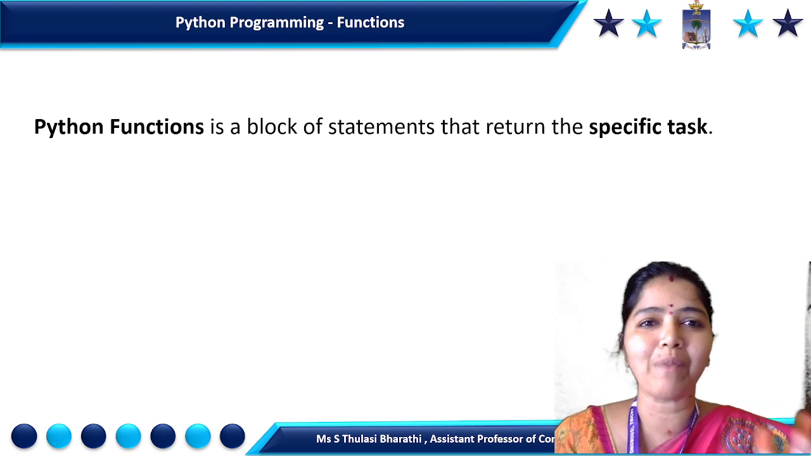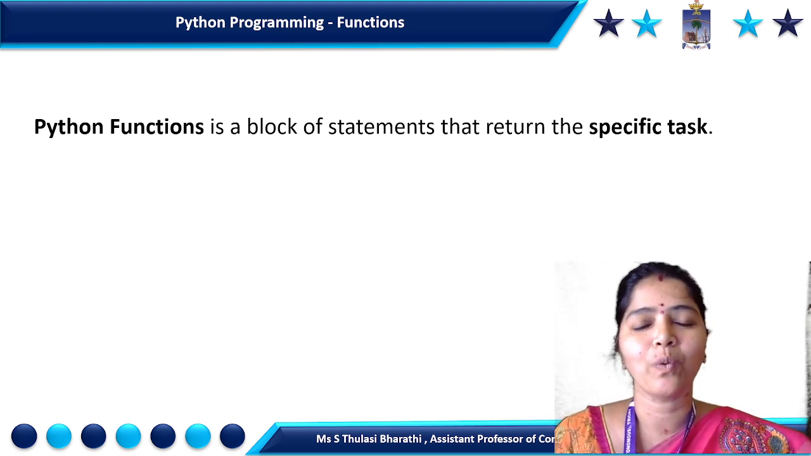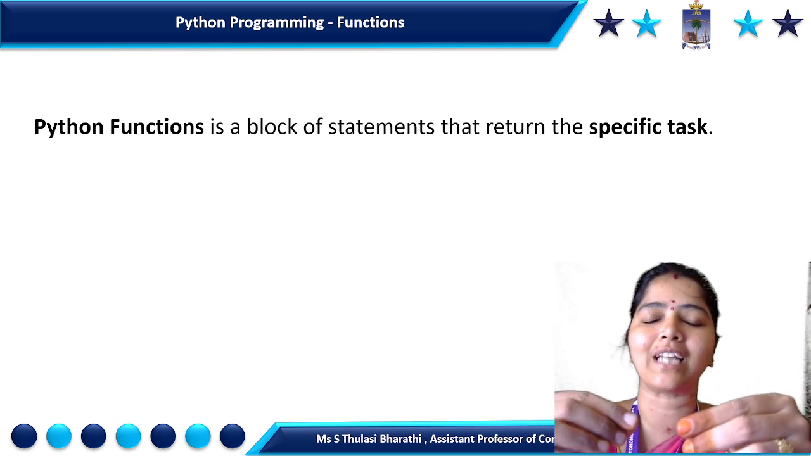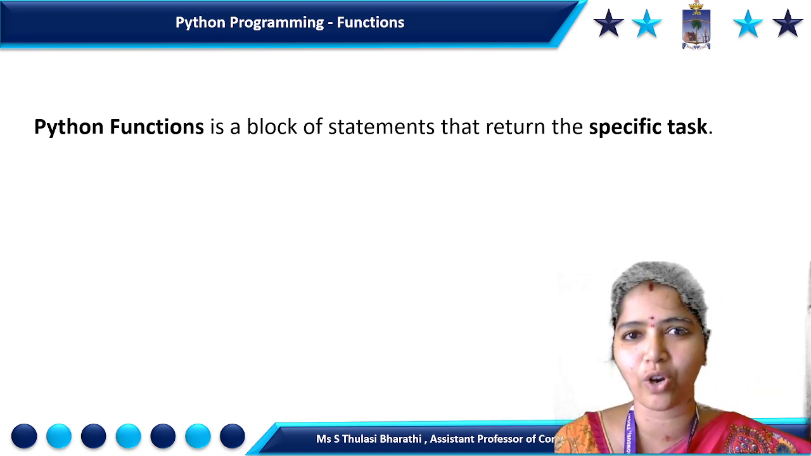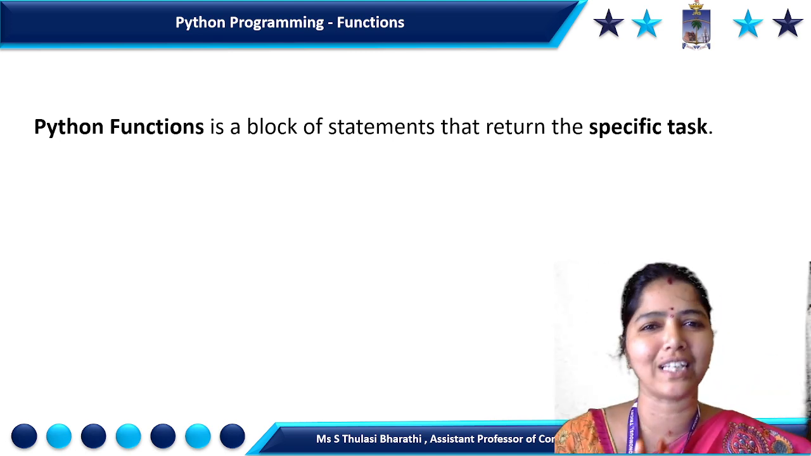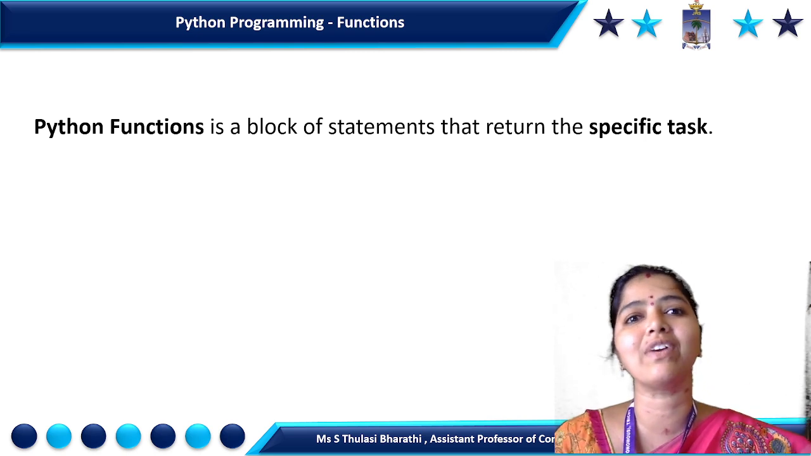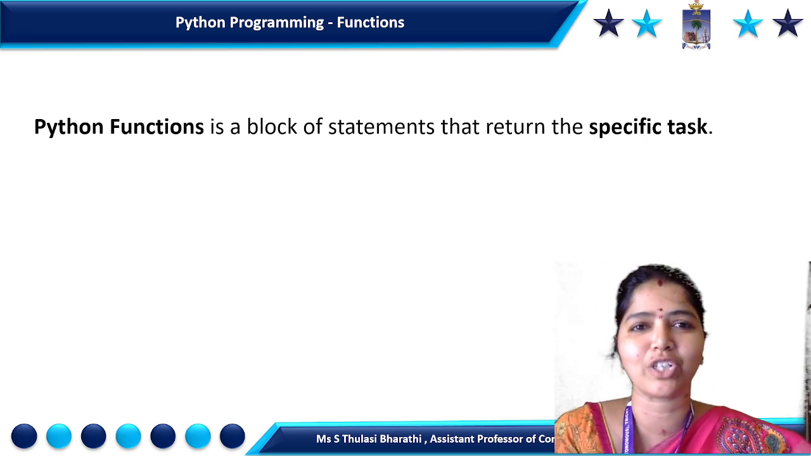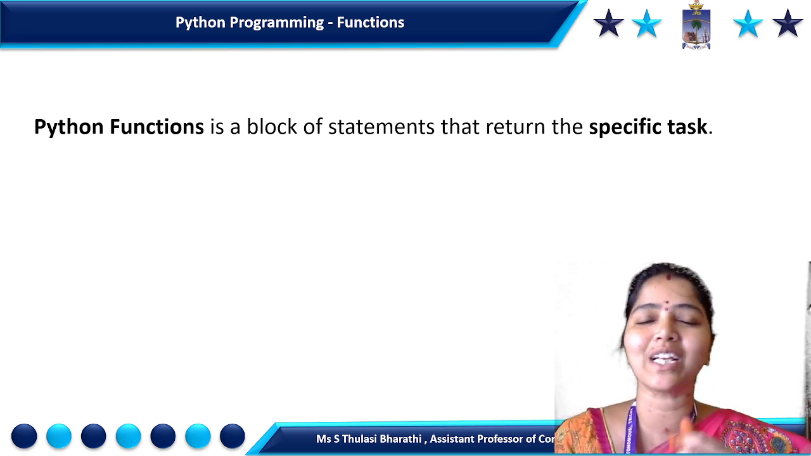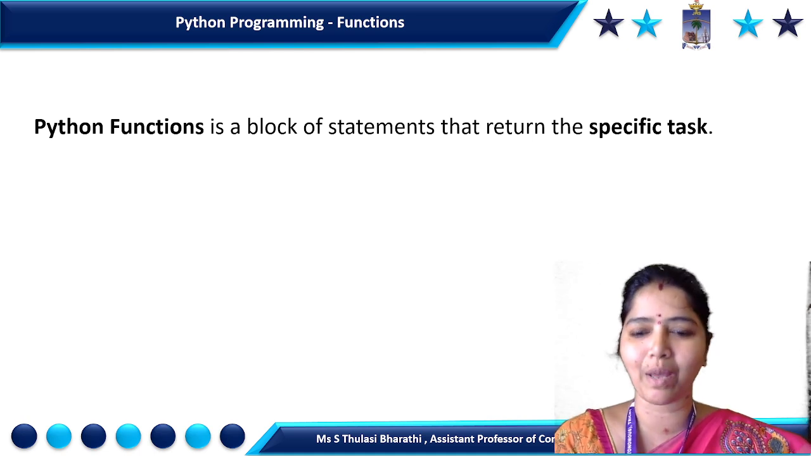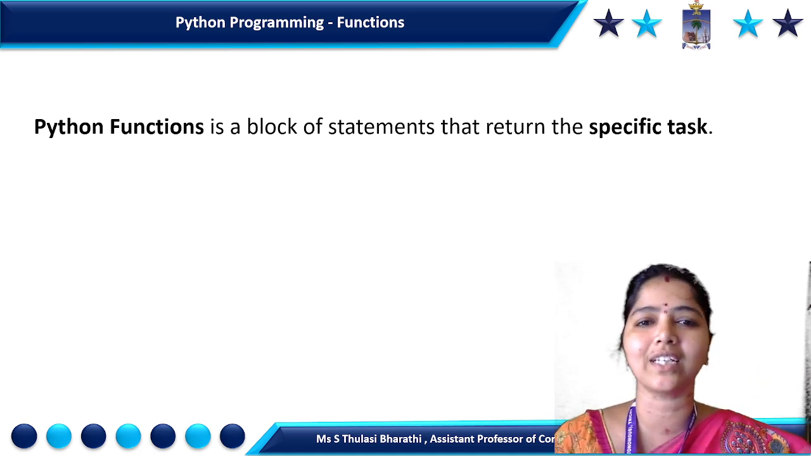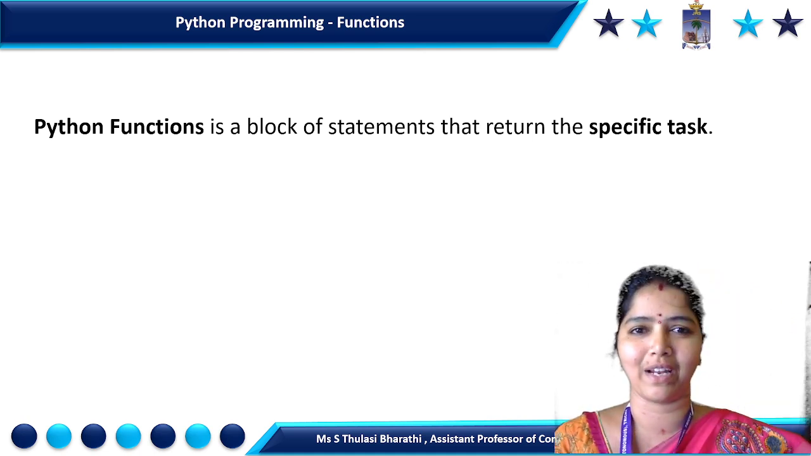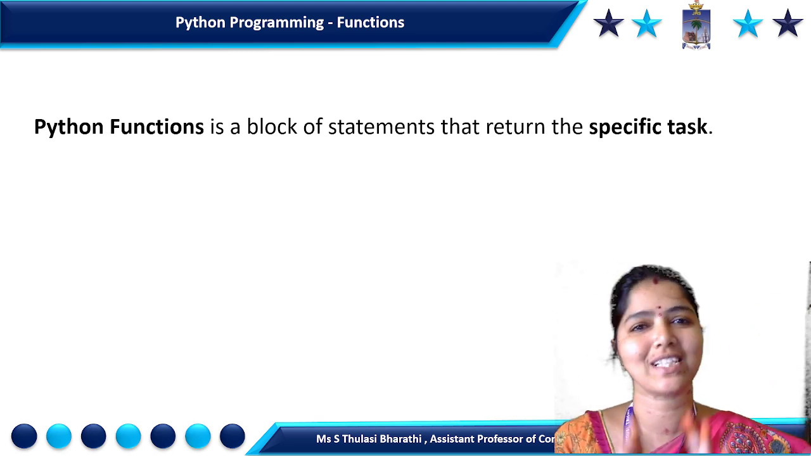Function means what? Marriage. Marriage is a function, right? What will we do in a marriage function? Either tying a knot will be there, or exchanging of rings, or putting a signature. These are the main events that take place in a function called marriage, right? So marriage is said to be a function. Similarly, in a programming language, to do a certain task, we write a block of statements, and that block of statements we call a function.